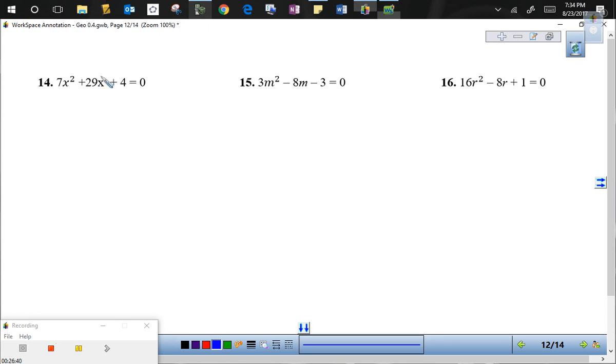Now, this one, if you can see, we've got a positive here. Okay, our first step stays the same, and we've got a positive 28. This time we're looking for a sum instead of a difference. Okay, so 1 and 28, that does give us a sum of 29. Okay, so 7x squared plus 1x plus 28x, and then plus 4 equals 0. Pause the video and see if you can factor each of these halves.